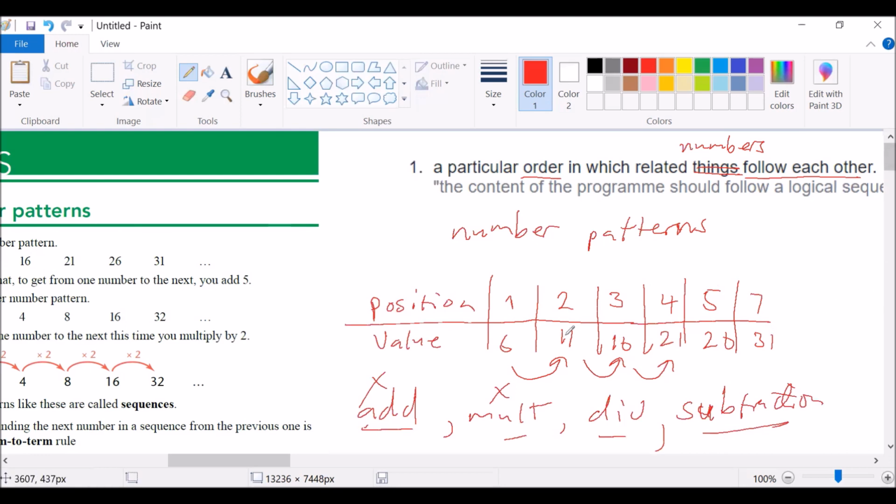So if we're asked for, let's say, the 10th number, we add 5 to 31 to get the 7th number. And when we find that number, we add 5 again to get the 8th number. And to get the 10th number, we add 5 again.